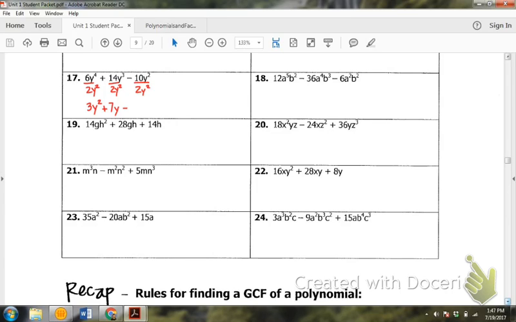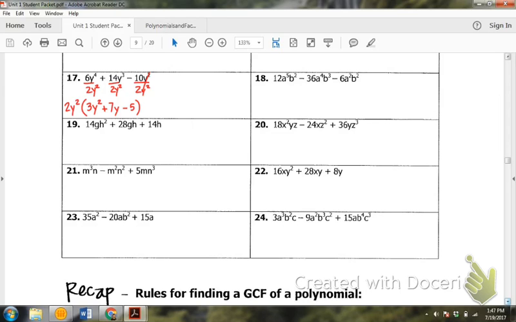And then we have 10 divided by 2 is 5, and the y squareds cancel. Is this your final answer? 3y squared plus 7y minus 5. Why not? Because you have to add the 2y squared to the outside of the parentheses. You have to put this in parentheses with your 2y squared in front. Otherwise, you're not going to get back to your original answer.